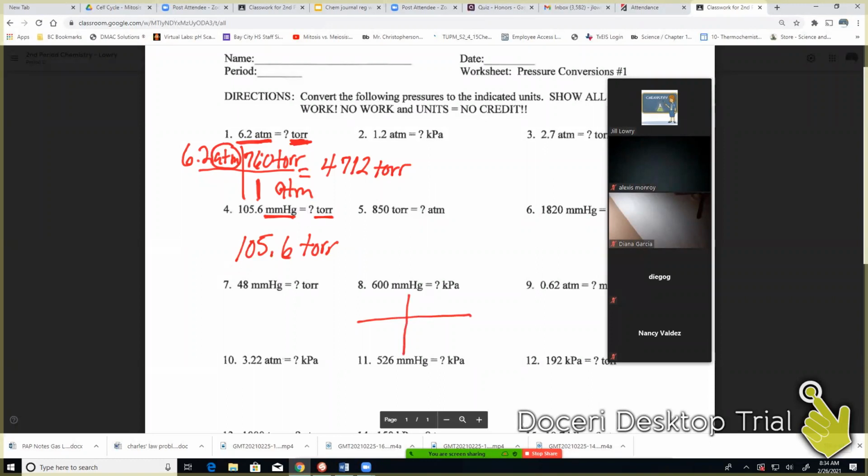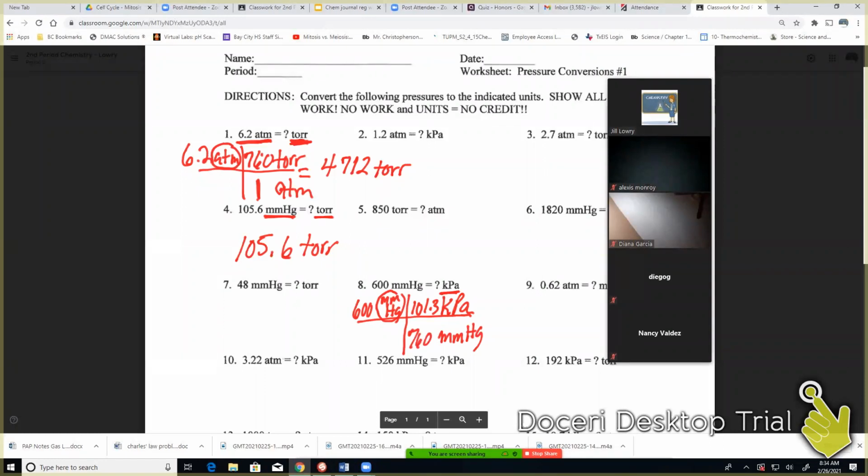Okay, so my given is 600 millimeters of mercury, and I want to convert to kPa, kilopascals. If I'm millimeters of mercury here, then I have to be millimeters of mercury down here. And now that I've done that, I'm ready to put my numbers in. What number always goes with kilopascal? If you look on your pink sheet, 101.3, that's off your pink sheet. And what number goes with millimeters of mercury? 760.